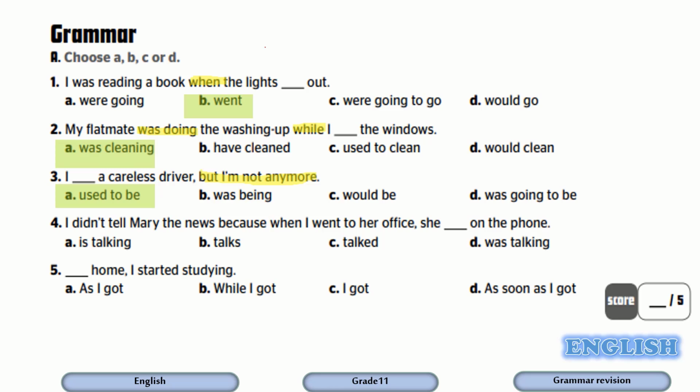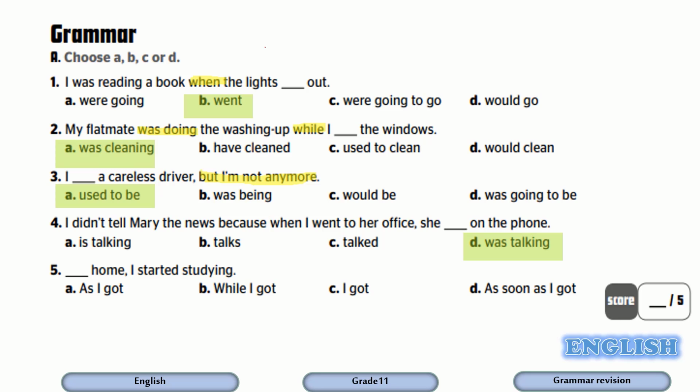I didn't tell Mary the news because when I went to her office, she on the phone. So the speaker here wanted to talk to Mary, but he didn't want to interrupt her because she was doing an action in progress and she was talking.